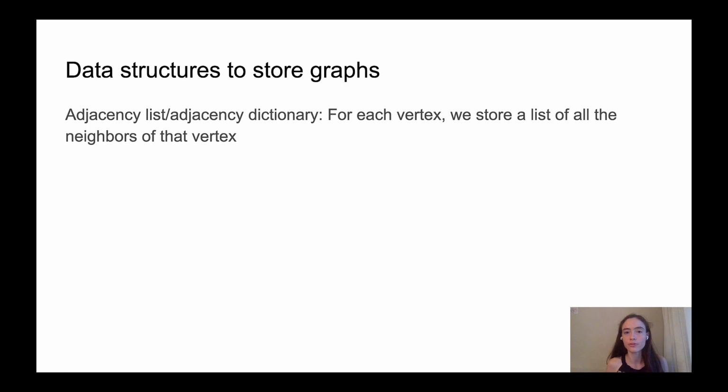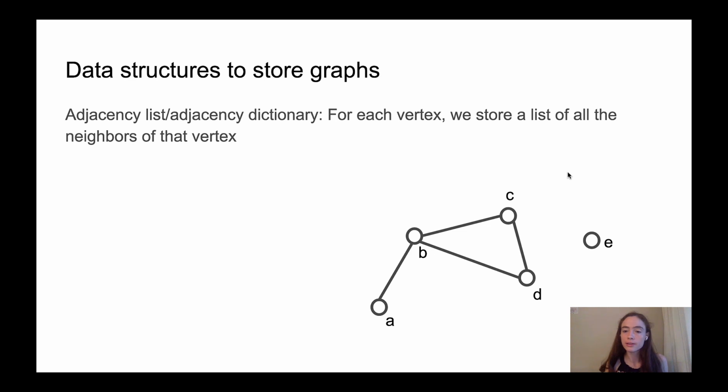To understand graph traversal algorithms, we need to understand how the computer actually stores graphs. There are many different ways to do this, and we'll talk about other examples in the next workshop. But for today, we'll just be thinking about the adjacency list or adjacency dictionary. In this data structure, for each vertex, we store a list of all the neighbors of that vertex. So if we have this example graph, our adjacency dictionary would have each vertex and then a list of all the neighbors of that vertex.